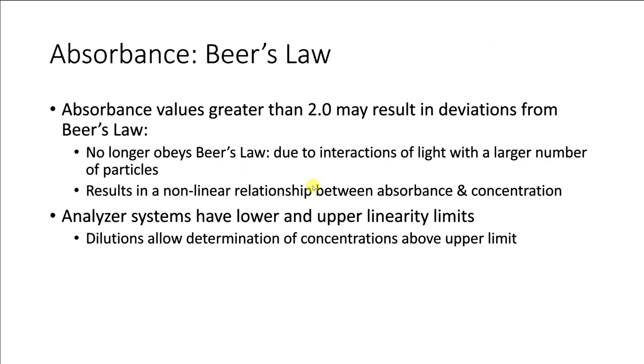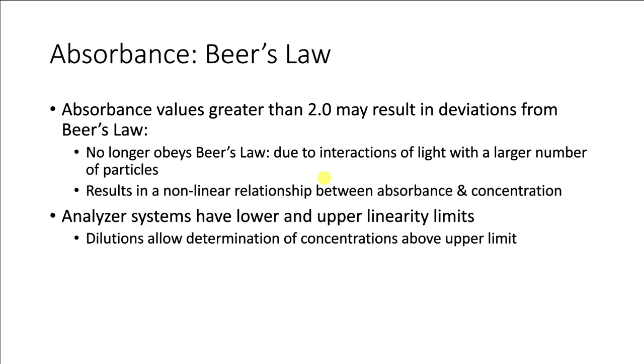This is just due to the way that light bounces off of other things, and that kind of messes around when you have this large amount of particles suspended in a liquid. So when we go beyond 2, then you result in a nonlinear relationship. And like I mentioned, that is a nightmare to try to calculate off of, especially when it plateaus like that.